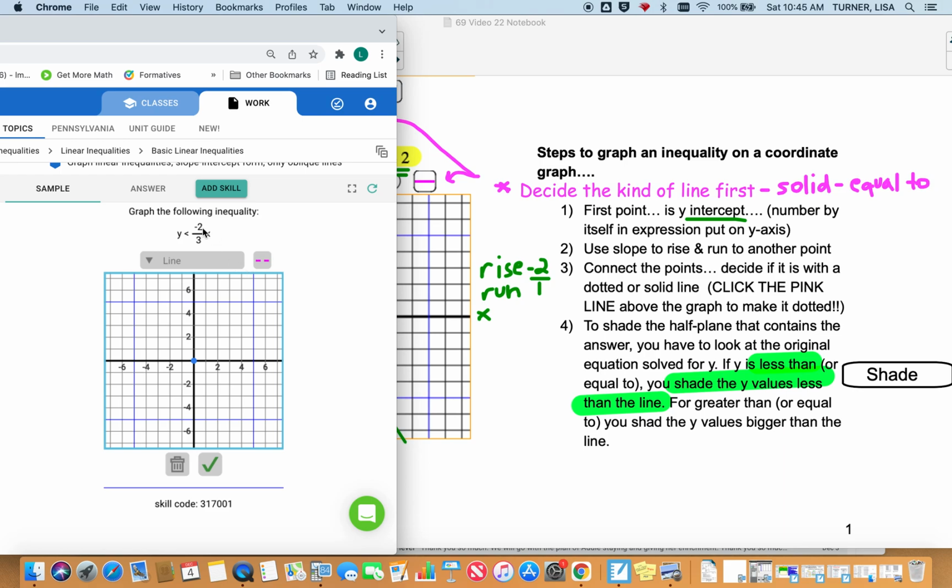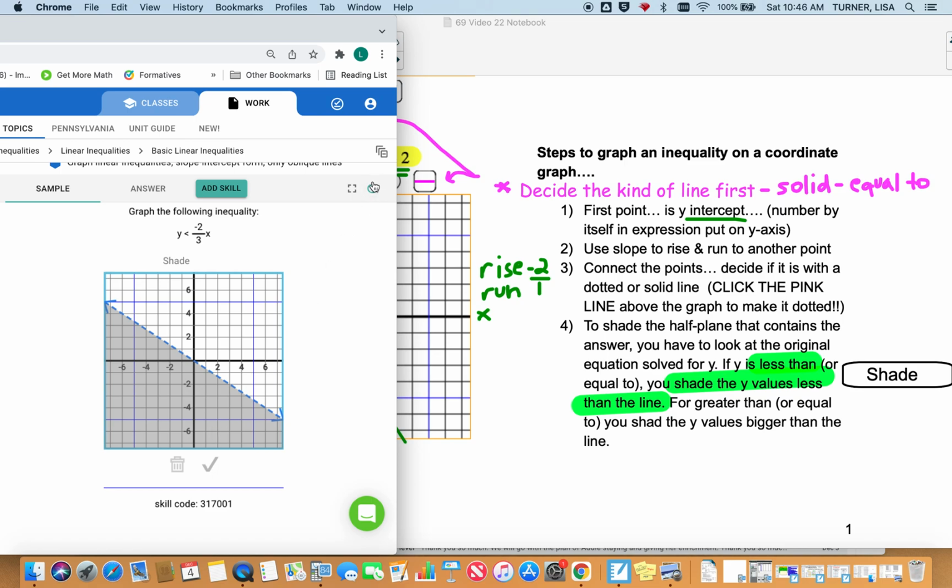And this slope is rise of -2, run 3. So down 2 and over 3. 1, 2, 3. Down 2, over 3. And it will automatically put in a line for me. And then I have to toggle to shading. And I'm going to shade, where is the y, where are all the y values, less than, so all the points that have y values are less than the line. These y values are great. They keep going up, so my y values that are less than the line are down here.